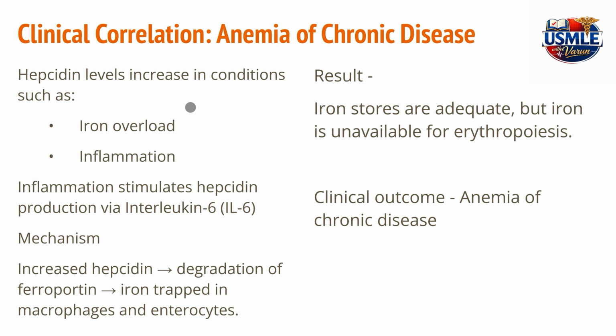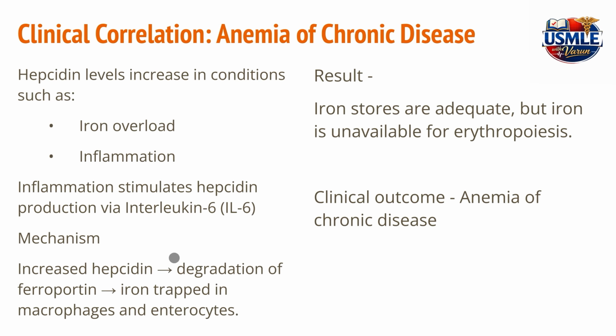In conditions like chronic inflammation, hepcidin levels increase. This increase is mediated by interleukin 6. As a result, iron gets trapped in the storage sites and is not available for red blood cell production. So, even though total body iron is adequate, it cannot be used in those cases of anemia of chronic disease. And that's the cause ultimately.